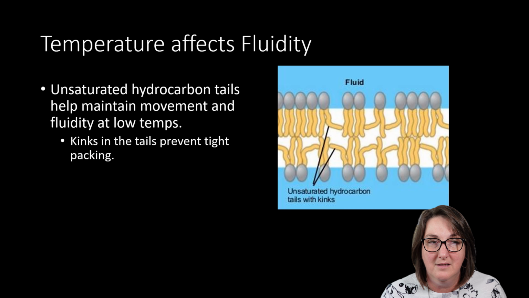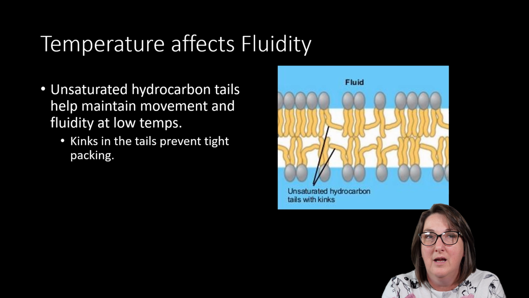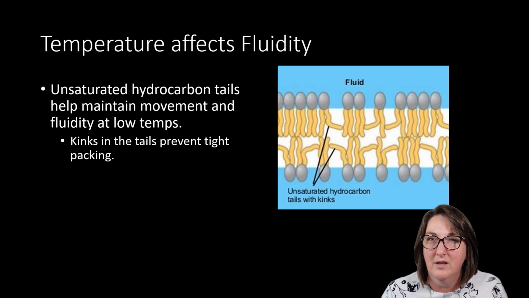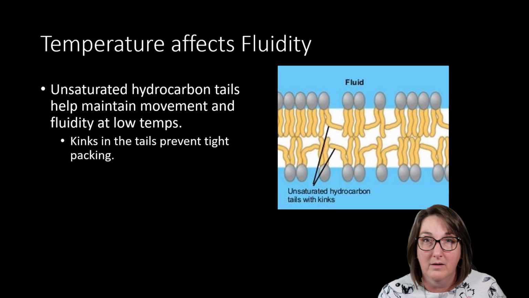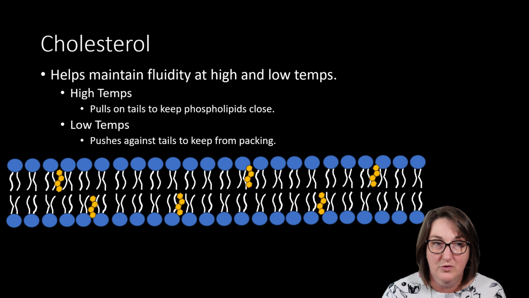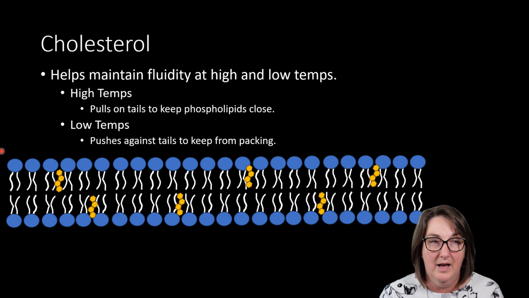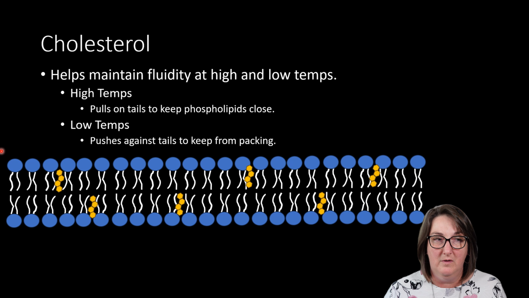So those kinks are going to prevent those tails from packing really tight and turning it more into a thicker, viscous, or more of a solid. And the big takeaway from this is cholesterol. Cholesterol is going to help maintain fluidity at high and low temperatures. And you find cholesterol in animals. Places where you're going to have some type of animal is going to have some type of cholesterol.